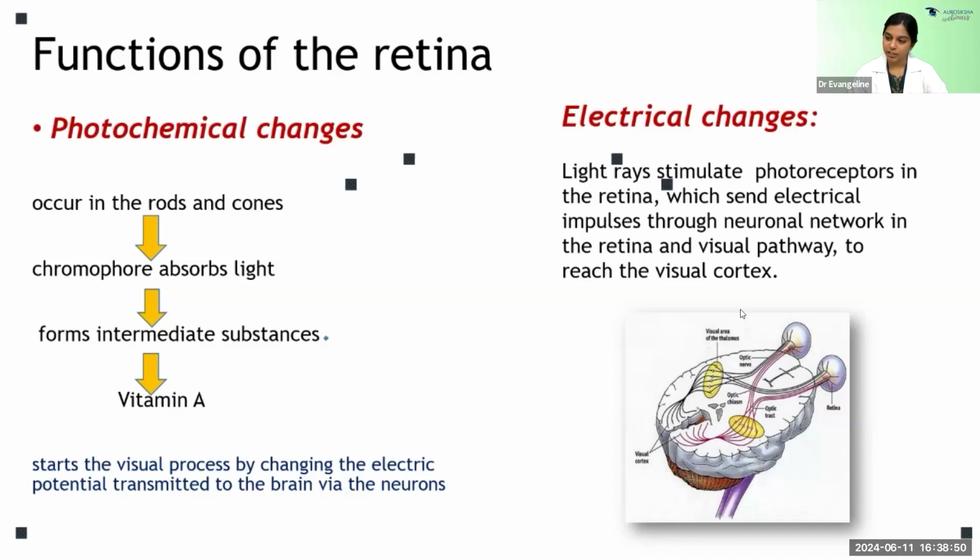The electrical changes. Now light is going to stimulate the photoreceptors in the retina, which sends electrical impulses through the neuronal network in the retina and the visual pathway to reach the visual cortex. So, electrical change is mainly the conduction of electrical impulses to the brain.